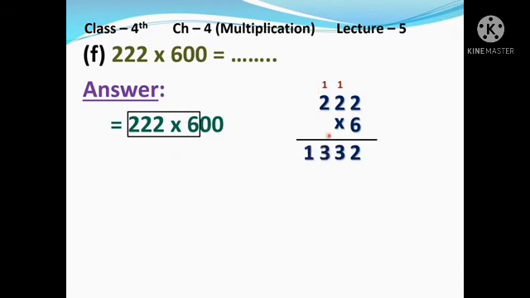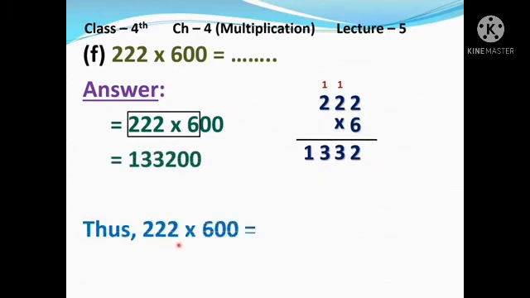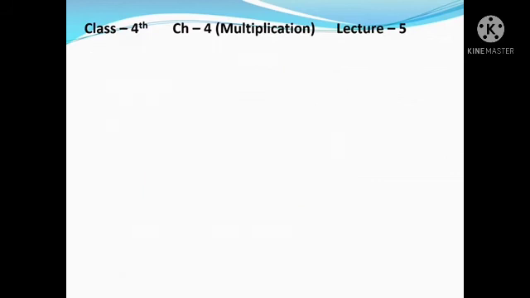Write 13 here. 222 multiply 6 equal to 1,332 and then place 2 zeros to the right side of the product. Write down equal to 1,33,200. Write down thus 222 multiply 600 equal to 1,33,200. Okay.